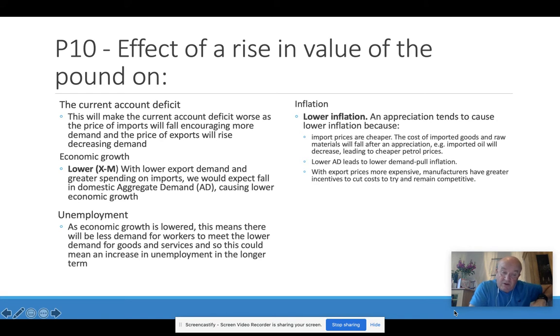Okay, well, bearing in mind that whole principle, if we're talking about economic growth, and remember the way in which we calculate aggregate demand, in essence, if we've got net trade at a lower level, if we've got lower export demand and greater expenditure on imports, you would expect domestic AD, aggregate demand, to be lower, and that's obviously going to cause lower levels of economic growth. So that's clearly not a great thing for economic growth as such.